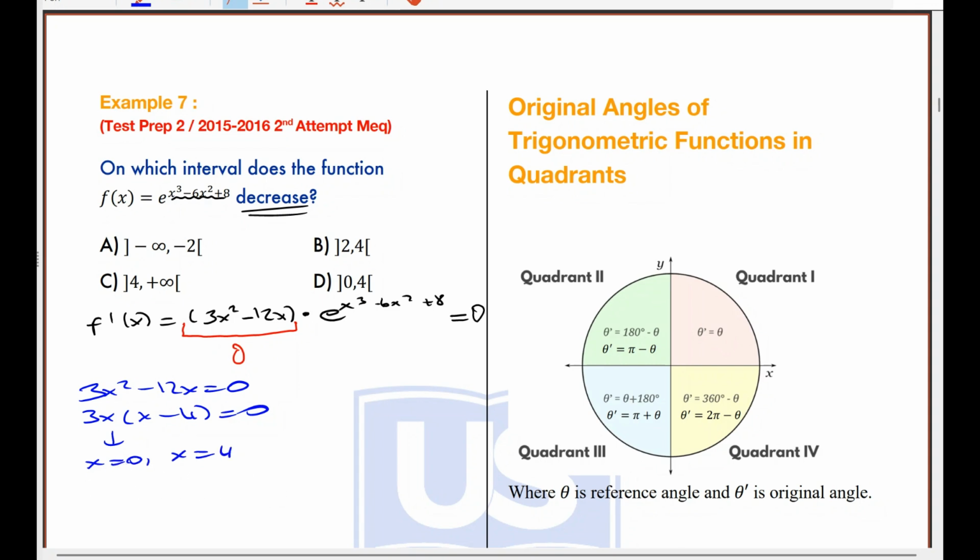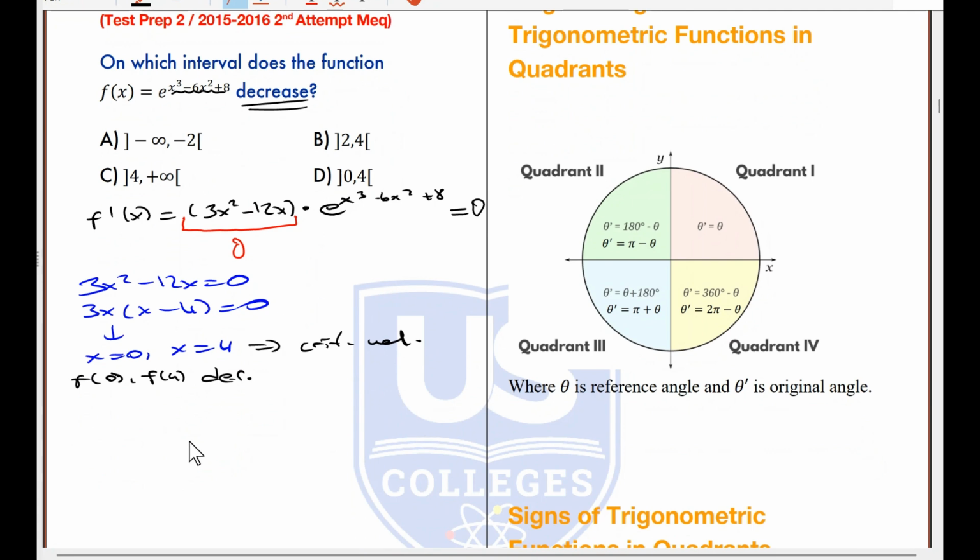Are they our critical values? When you try this in the original function, yes, they will be. f of 0 and f of 4 will be defined. So they are our critical values. Let's make a table of variations by using those two numbers, 0 and 4, of course from -infinity to +infinity. f prime, f. Okay, now pick a number more than 4, like 5.